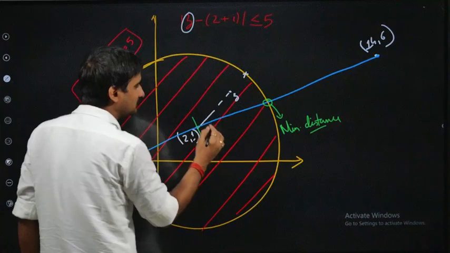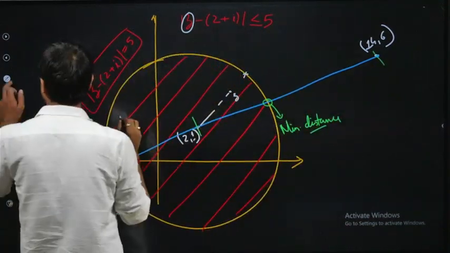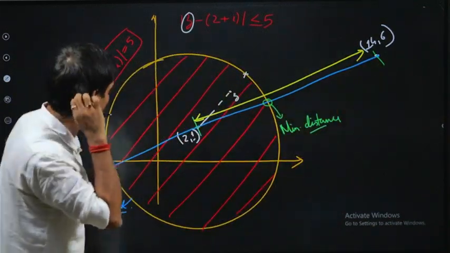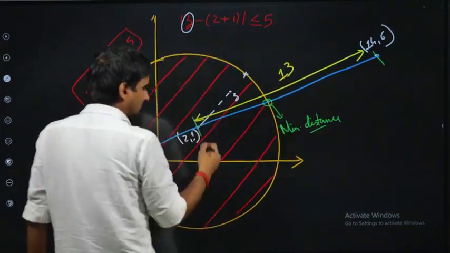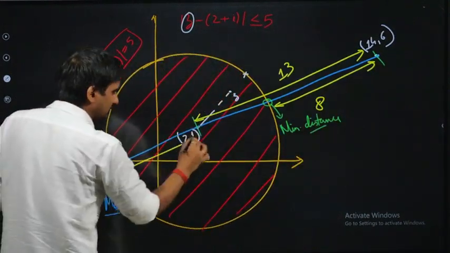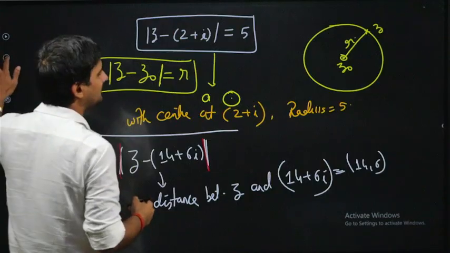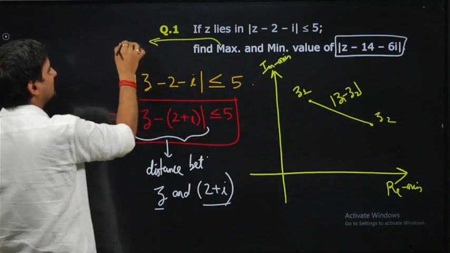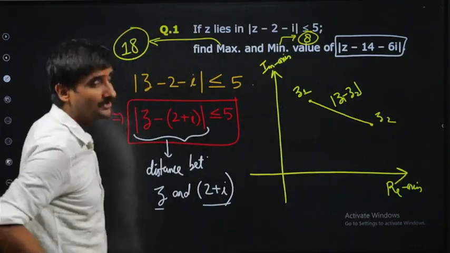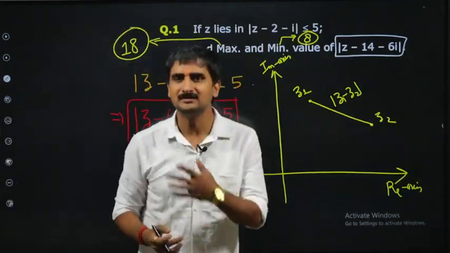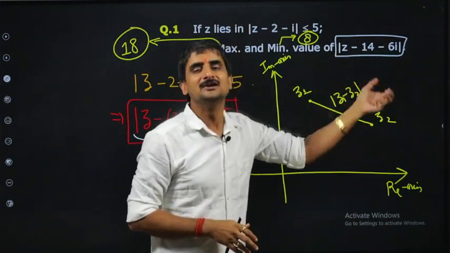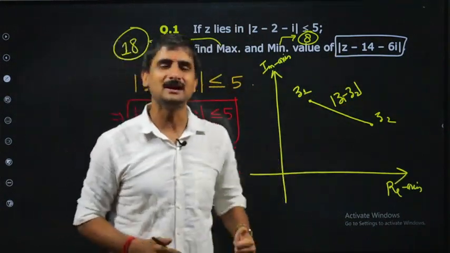So now the distance between this and this. The distance between these 2 points, the center and this, using the distance formula, is 12, 5, 13. So this is 13. Now subtract 5 from it, so this is 8, and add 5 to it, so this is 18. So that means the maximum value is 18 and the minimum value is 8. See how easily we can solve it without involving any big calculation. We can get the maximum and minimum value of this modulus with the help of geometry on the Argand plane.